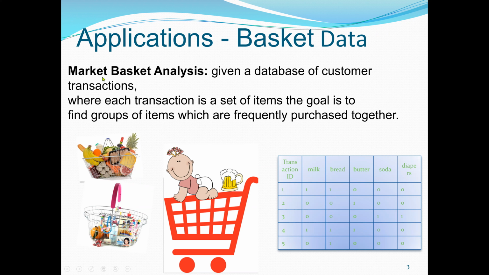So here we say market basket analysis: given a database of customer transactions where each transaction is a set of items, the goal is to find groups of items which are frequently purchased together. So when a customer purchases banana, what is the probability that he will purchase orange also, or pineapple?